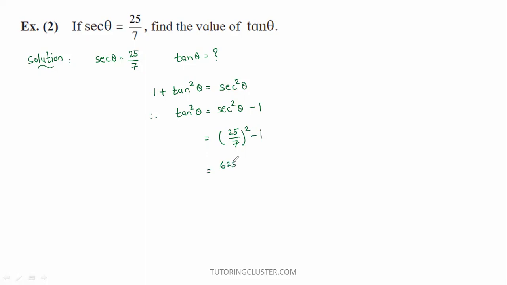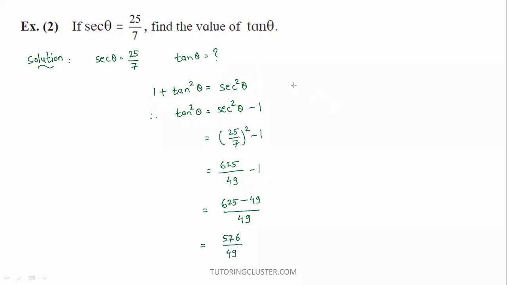So this will be 625. What is the square of 25? 625. What is the square of 7? 49, minus 1. This will be equal to, if you do the cross multiplication, 625 minus 49 divided by 49. So what is 625 minus 49? Yes, you can do the calculation. So 625 minus 49 is nothing but 576 divided by 49.